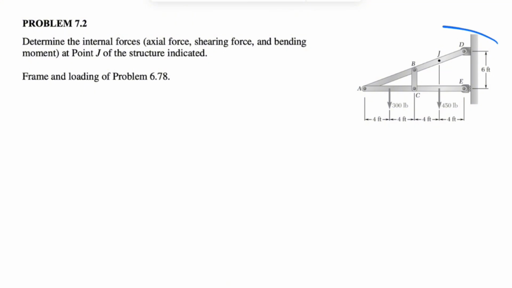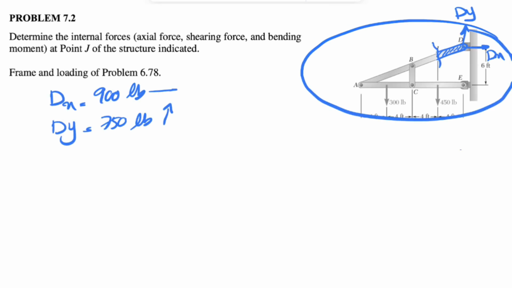But the information that we need from that question is that at the end of it, we did the free body diagram for the entire frame, and we managed to find the reactions that we have at point D, which were Dx and Dy. What we found for Dx was 900 pounds, and what we found for Dy was 750 pounds upward.